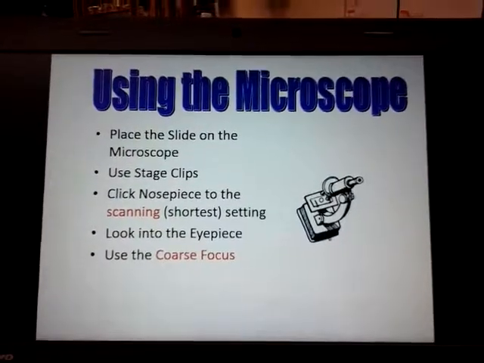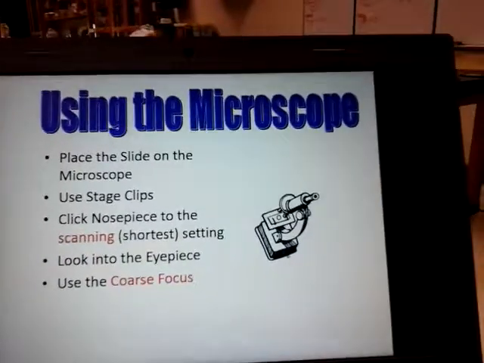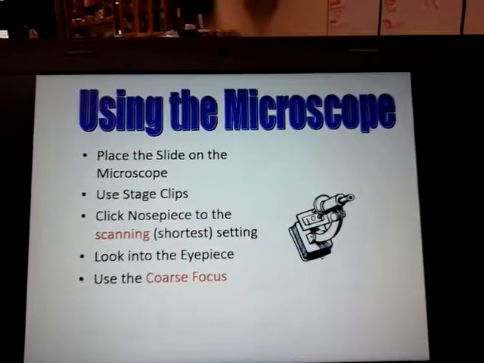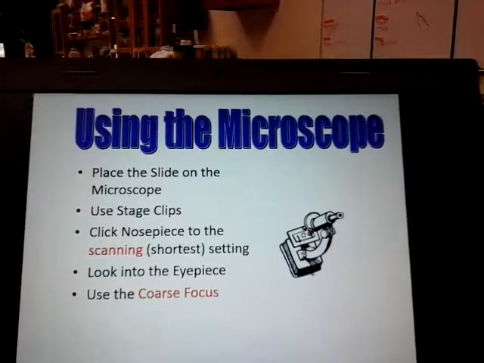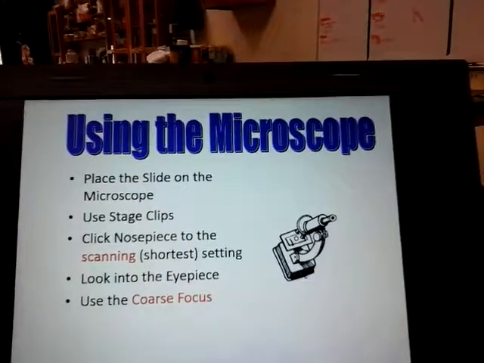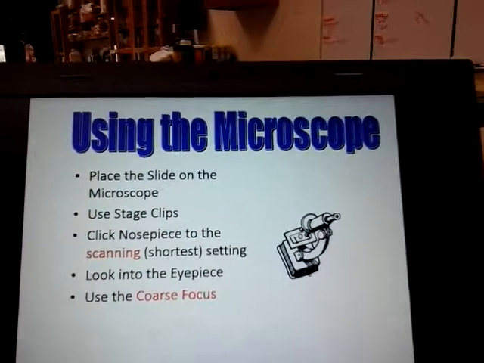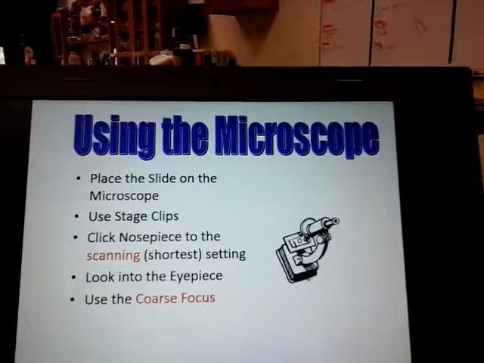I wanted to put this on here because you will see the term scanning sometimes. But like I mentioned, you're going to put the slide on the microscope. You're going to hold it in place with the stage clips. And then you're going to start on red, which is the shortest. We also call it scanning or low power. Because all you're doing is you're just scanning it. You're not really going to see anything. And you'll look into the eyepiece, and then you'll use the coarse focus.